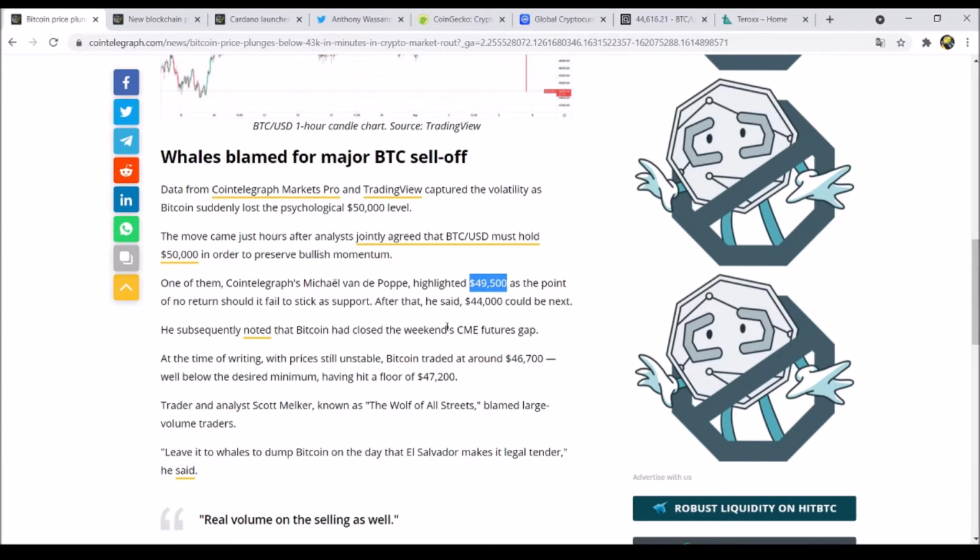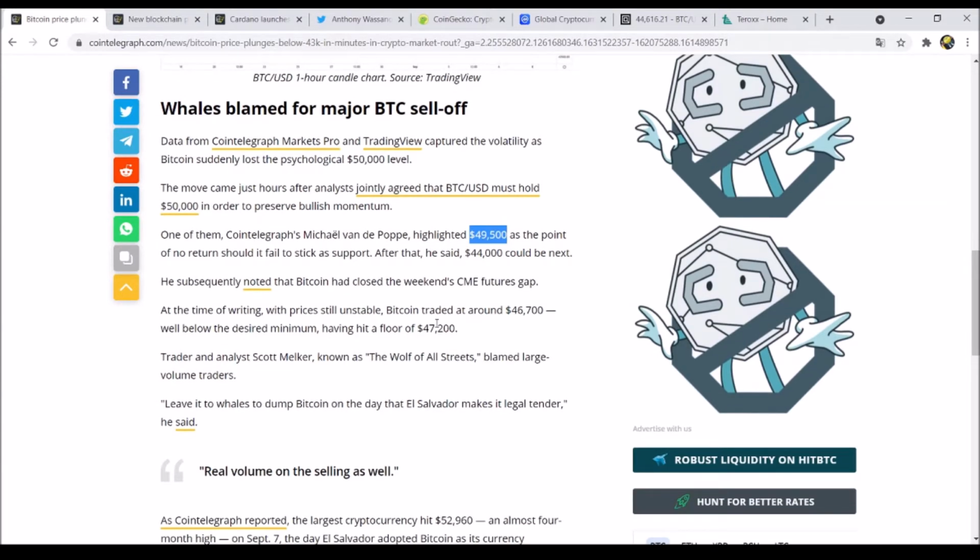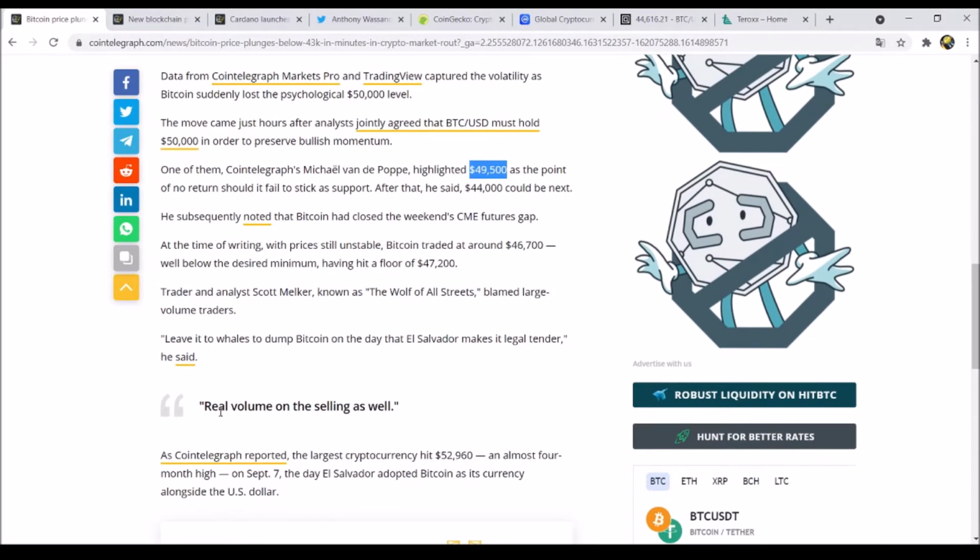On top, we filled a CME futures gap, which are often filled, and there was real volume on the selling wall as well. This is what traders in Bitcoin are not often facing, but when they are facing it, it's quite hard, and this is what we saw. So Bitcoin went steeply down because Bitcoin whales pushed the sell button, as a lot of Bitcoins are in profit. So here it was just profit taking by whales.